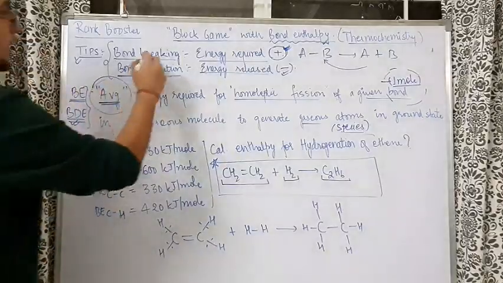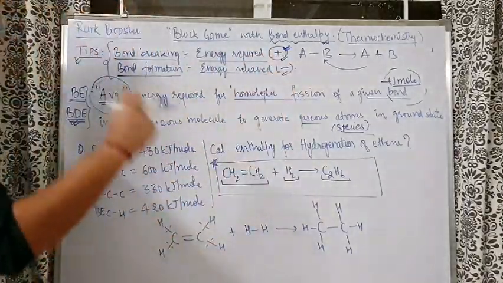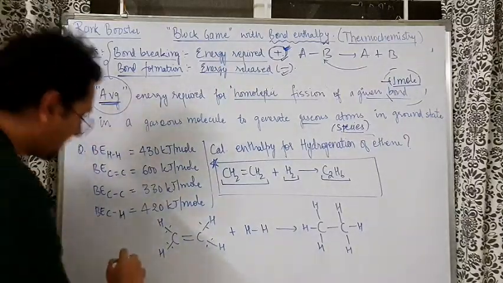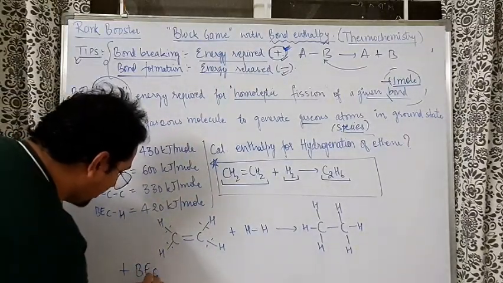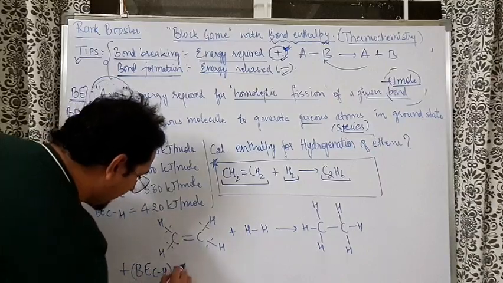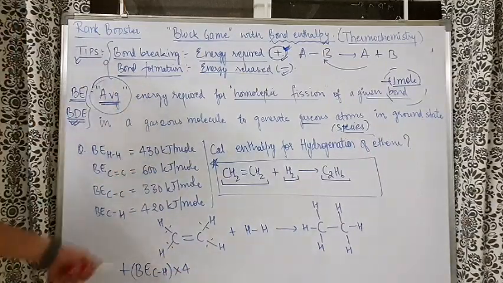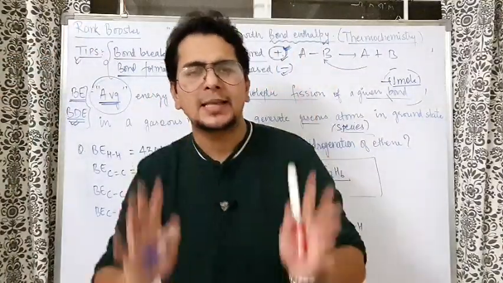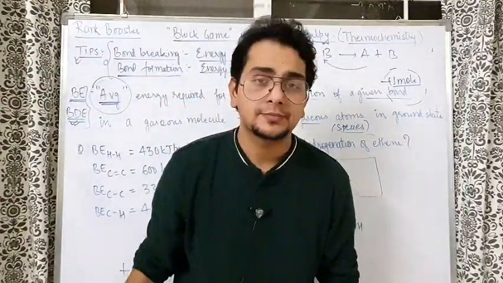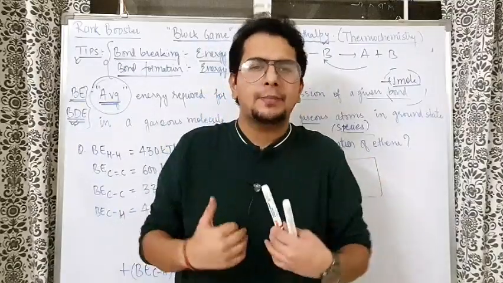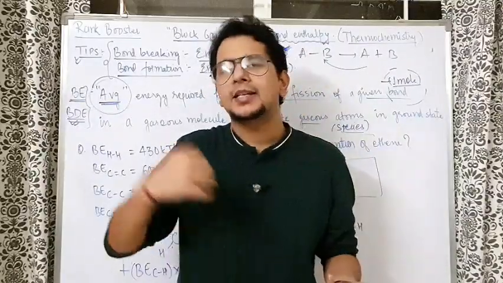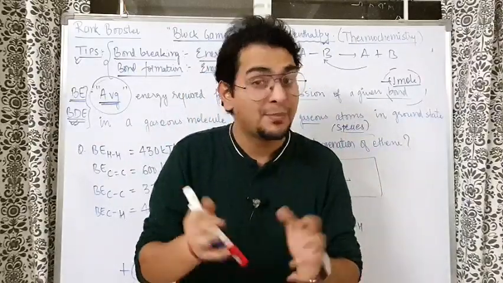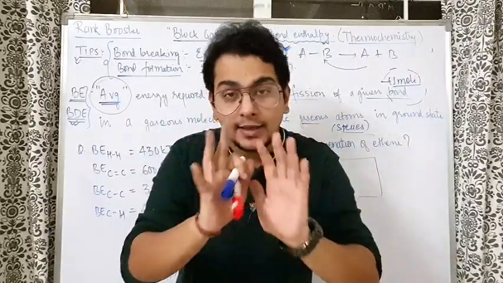Sir, bond breaking is plus or minus? Plus. Plus the bond enthalpy of CH. How many times do I have to break? 4 bonds. It's a simple concept here: profit and loss. Some energy will be required and some energy will be released. Required gets the plus sign, released gets the minus sign, and you will get the answer easily.